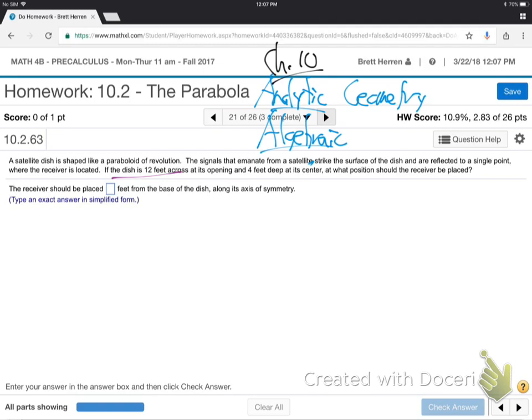Right? No, there's no real axis system there. We're just making it up. Why do we make it up? Because that makes the math easier for us. You see how that works?